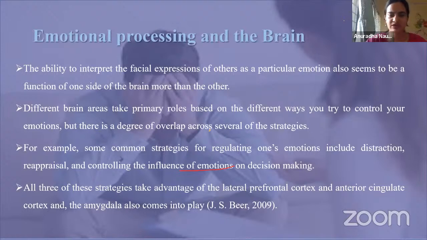And some common strategies for regulating emotions can be distracting yourself. So if I'm feeling angry, I can look at a book, or I can listen to music and distract myself. These kinds of activities influence how our emotions play out in our daily life. And different areas of the brain are involved in how we formulate those strategies, how we accept those strategies, how we perceive things, and how we express our emotions.